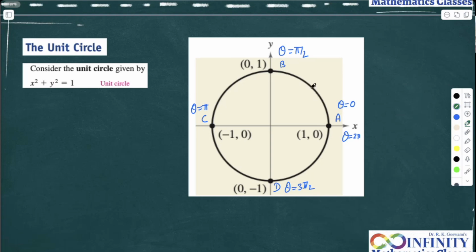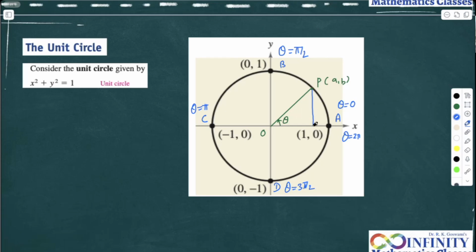Just suppose there is a point P there with the coordinates A and B. And I'm joining this P with the center. This is O there. The central angle is going to be how much? Theta. I'm measuring it along the anti-clockwise direction. And I need the value of A and B actually.